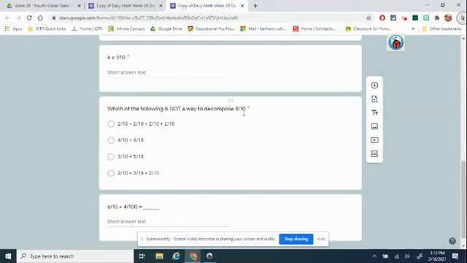All right, now let's go back to our exit ticket, because this third one is which one is not a way to decompose 8/10. So 2/10 plus 2/10 plus 2/10 plus 2/10, that's like 2 times 4, because it's there 4 times, and 2 times 4 is 8. So that one's correct. 4 plus 4, that makes 8, so that one's correct. 3 plus 5, that makes 8, so that one's correct.